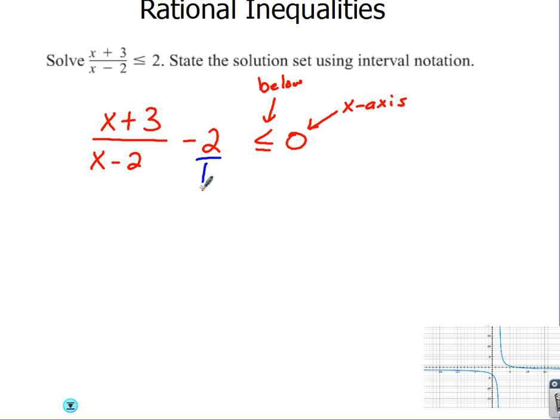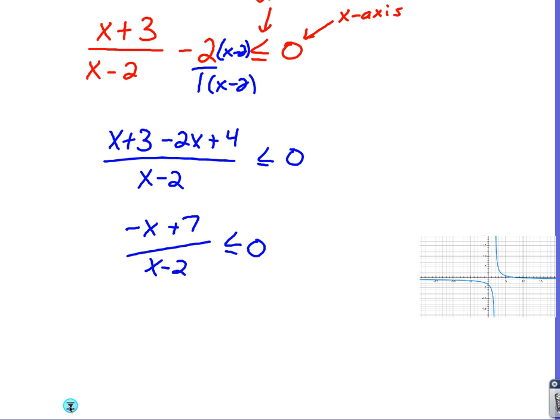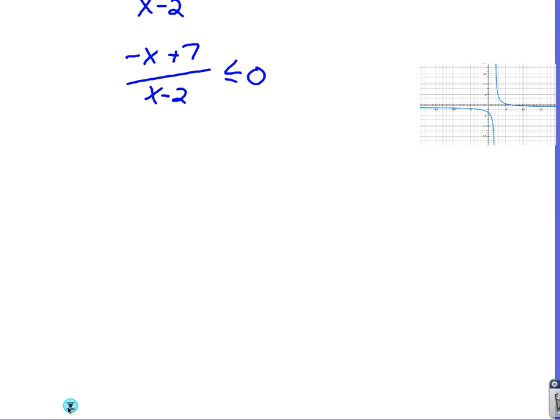I need a common denominator. We're going to multiply top and bottom by x minus 2. Just to clean it. I now have x plus 3 minus 2x plus 4. Now it's got that common denominator of x minus 2. That'll be negative x plus 7 over x minus 2 is less than or equal to 0. And I need to know where is my graph below 0, where's my graph above 0.